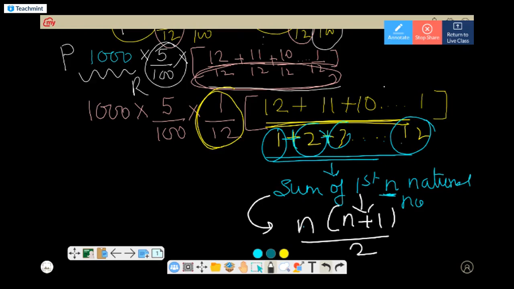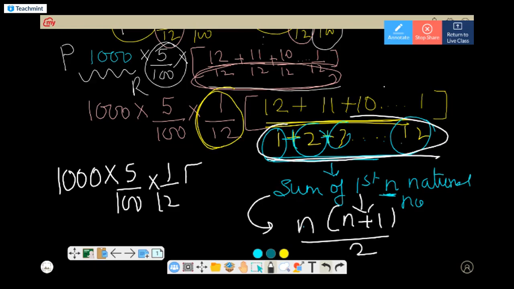Okay. Now in place of this whole thing, 1 plus 2 plus 3 and so on, what am I going to replace? 1000 into 5 by 100 into 1 by 12, and in place of the series I can simply write n into n plus 1 upon 2. Okay, so write that down.